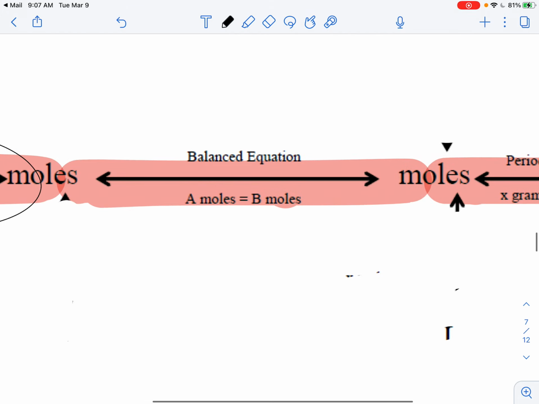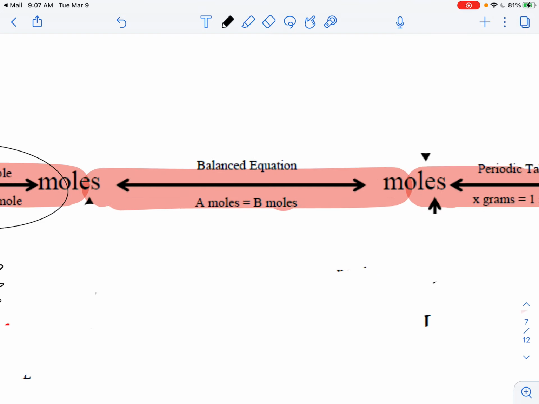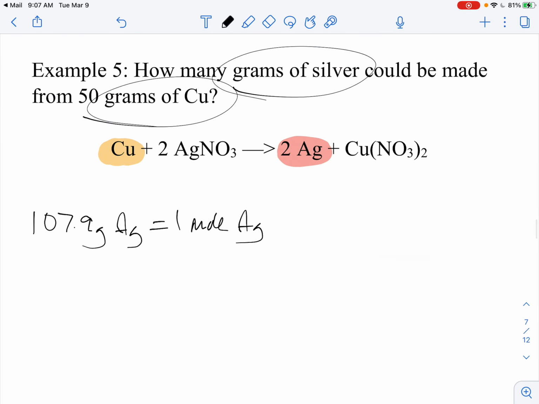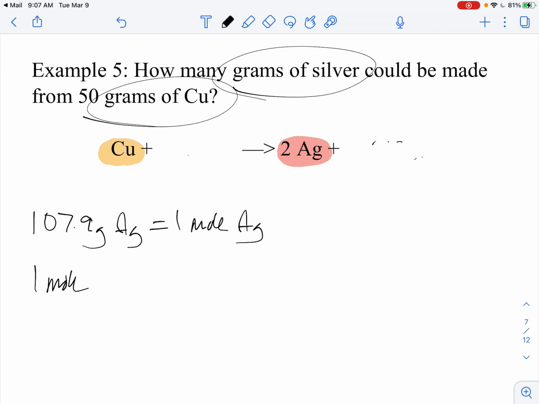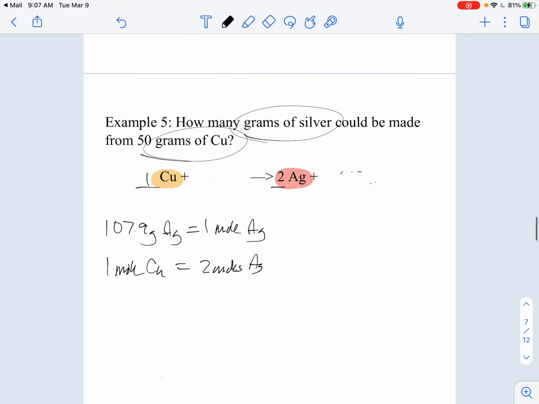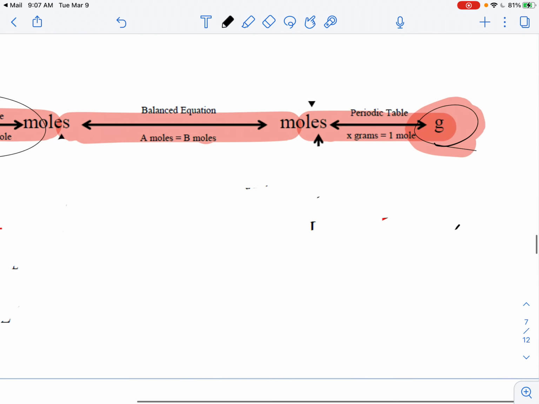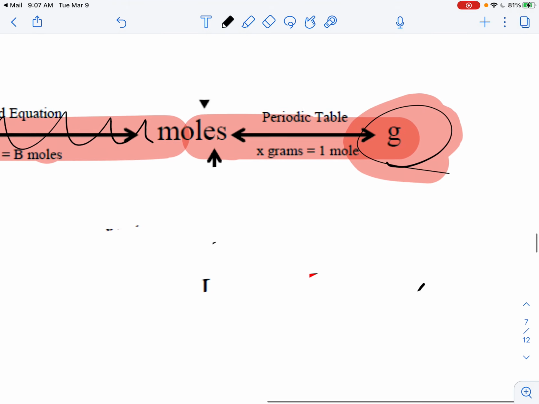Now I need to use my balanced equation for this next step. So what 2 things do I care about? Well, apparently I don't care about him, and I don't care about him. I care about this orange thing and this red thing. And so if that's the case, then I'm going to write 1 mole of copper equals 2 moles of silver because of the balanced equation that is there. And then finally, that takes care of that step.